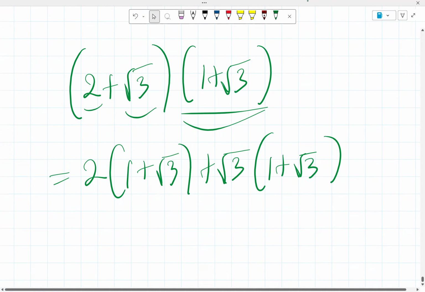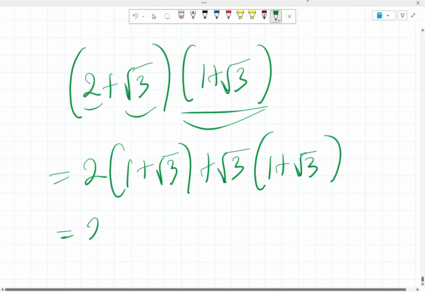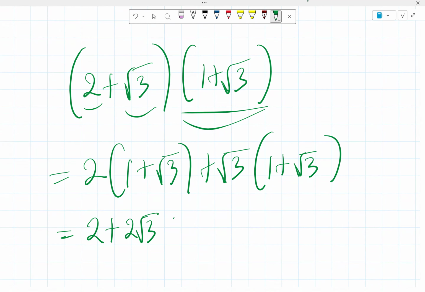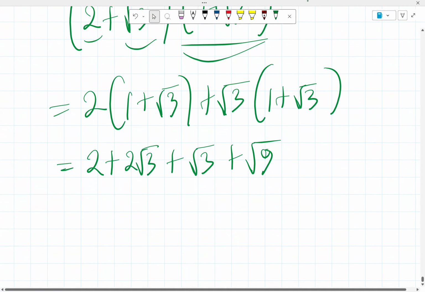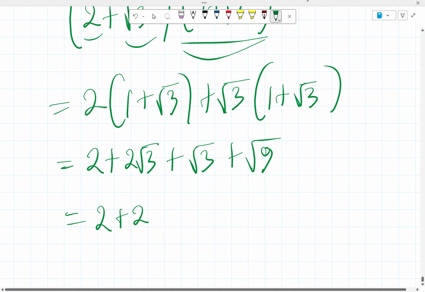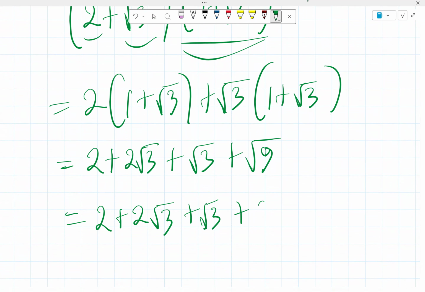So you then go on and multiply 2 times 1, that's 2. 2 times root 3, that's 2 root 3. Root 3 times 1, that's simply root 3. Then root 3 times root 3, that's root 9, right? So this is 2 now, plus 2 root 3, plus root 3, plus square root of 9 is 3.